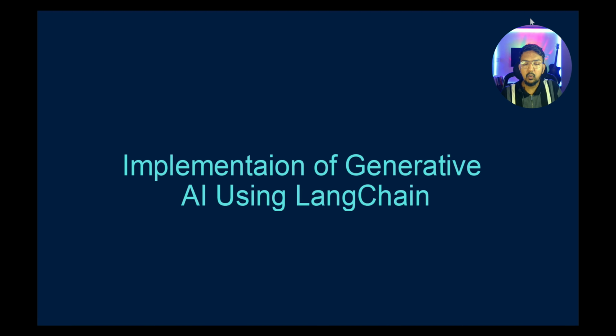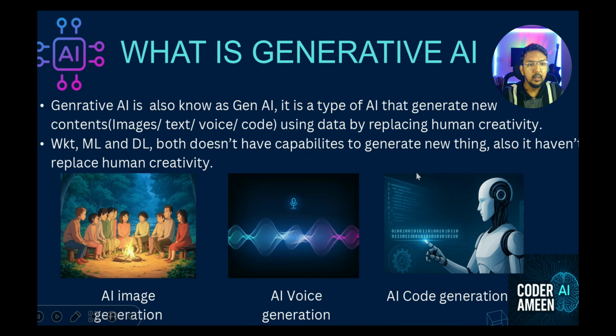So let's discuss what generative AI means. Generative AI is also known as Gen AI. It is a type of AI that generates new content by replacing human creativity. This new content might be images, text, voice, or code. It basically generates new content or new data. Ghibli image generation, voice generation, code generation, or it might be text. If you provide a small prompt of text, it will give the complete explanation of the text, right?